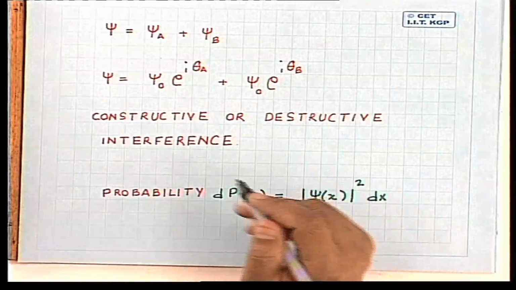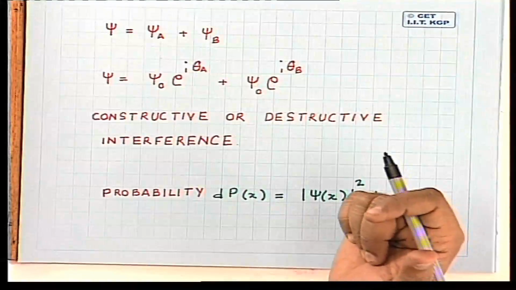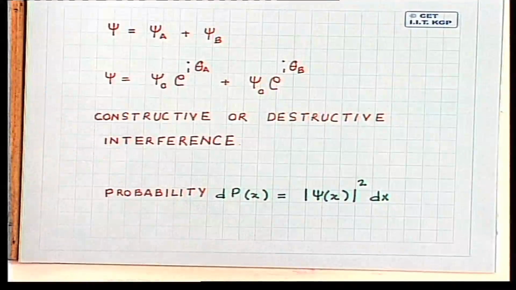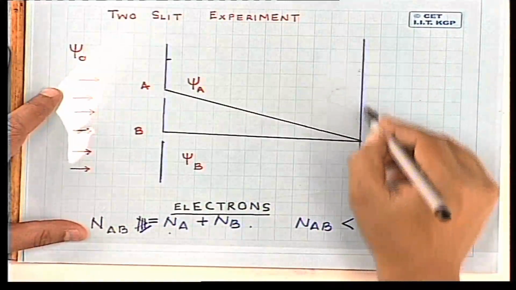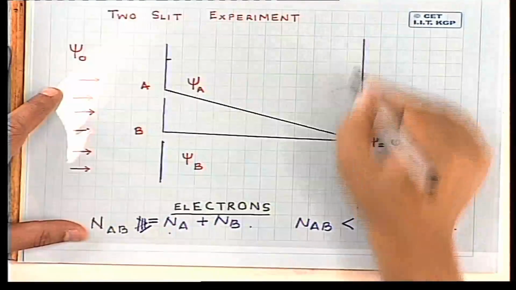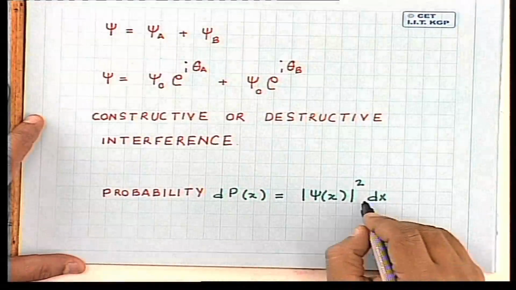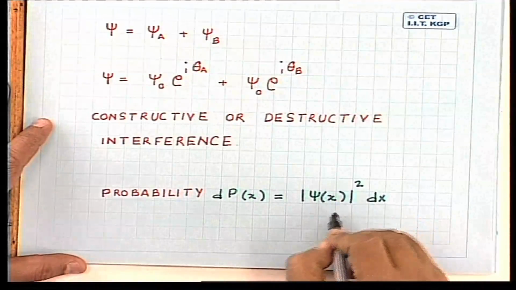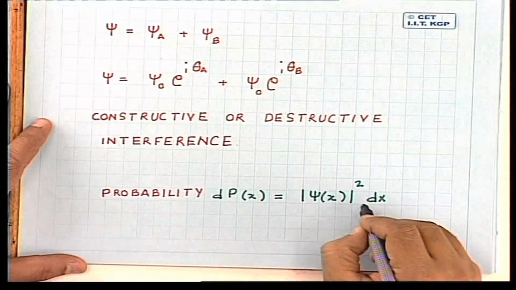And we have to now interpret the psi in terms of the number of electrons hitting the screen on the right hand side, and this is done by saying that the probability of finding an electron on any point on the screen over here, which is what is shown over here, dP(x), the probability of finding the electron in the interval dx on the screen on the right hand side, is the mod square of this wave, which is called the wave function. It is the mod square of this into the interval dx.